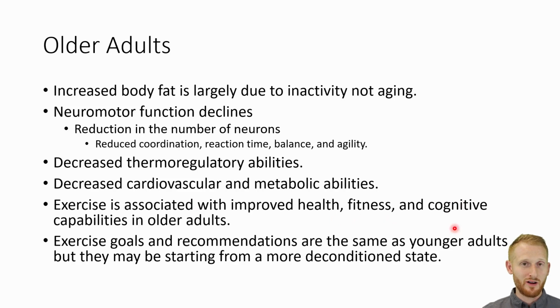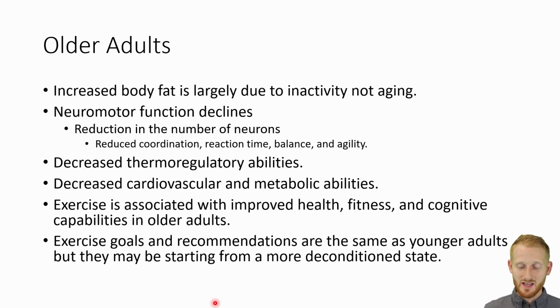So some things you probably already know, but they're worth mentioning here. Exercise is associated with improved health, improved fitness, and improved cognitive function, so basically brain power, of older adults. So it's really, really good for older adults. It's good for everybody, we know that, but it's especially good for older adults. So it's important to make sure that you're having your older adults that you're working with exercising, and basically the goals and the recommendations are the same as for younger adults.